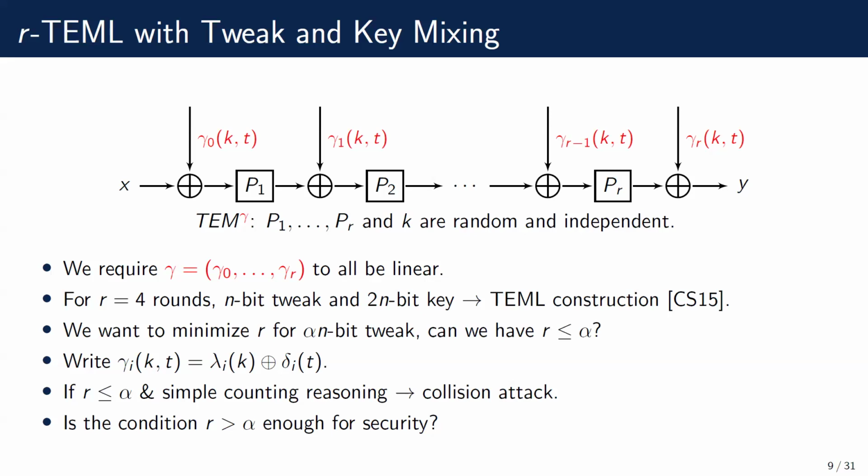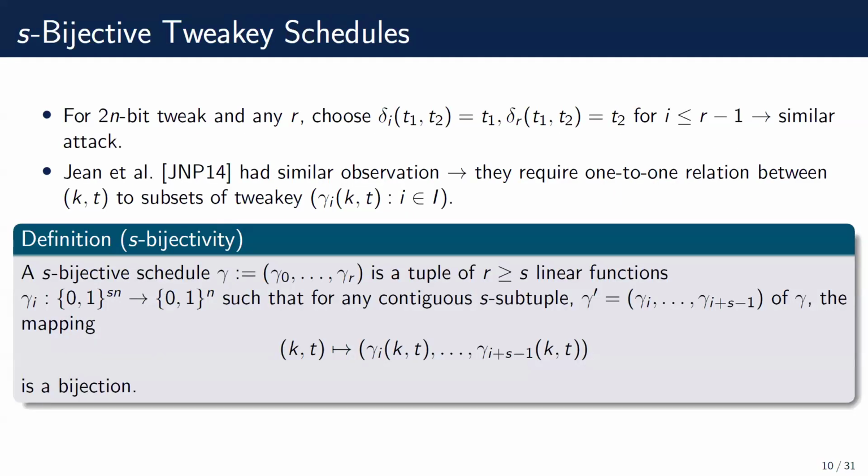And then we ask if just having more than alpha rounds is enough for security. We can see that if you choose a 2n-bit tweak and any number of rounds, we can choose the tweak schedule in such a way that the first r-1 rounds have some tweak T1 and the last round has tweak T2, and then we can derive a similar collision attack. So that's not good enough, unfortunately. However, Jean et al. in the Tweakey framework paper also had a similar observation, that we have to have some stronger requirement on the tweak or tweakey schedule. So they require that we have some one-to-one relation between any pair of key and tweak to some subsets of tweakey, gamma_i(K,T).